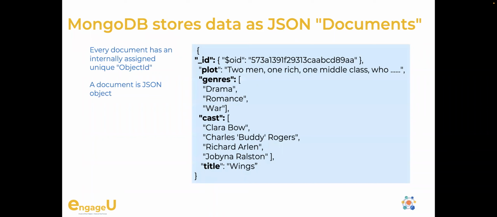MongoDB stores data as JSON documents. So rather than a record, you would have a JSON document. This is a document describing a movie, and it has a plot. It has a series of genres to which it belongs, an array of cast members, and a title. So a document is a JSON object.